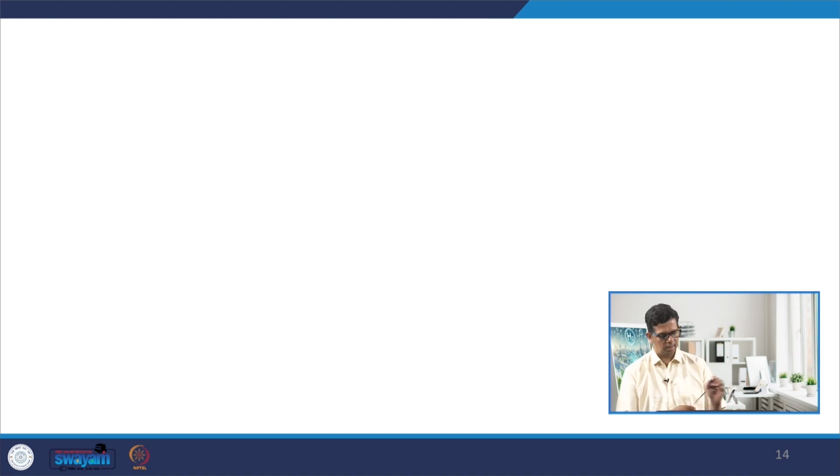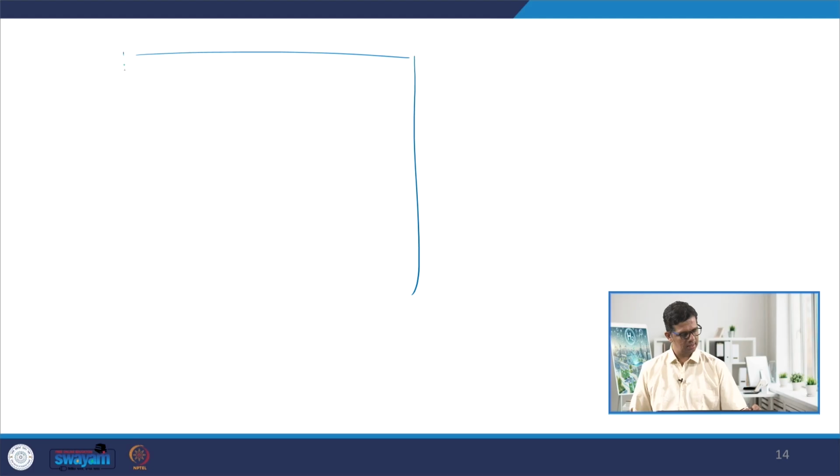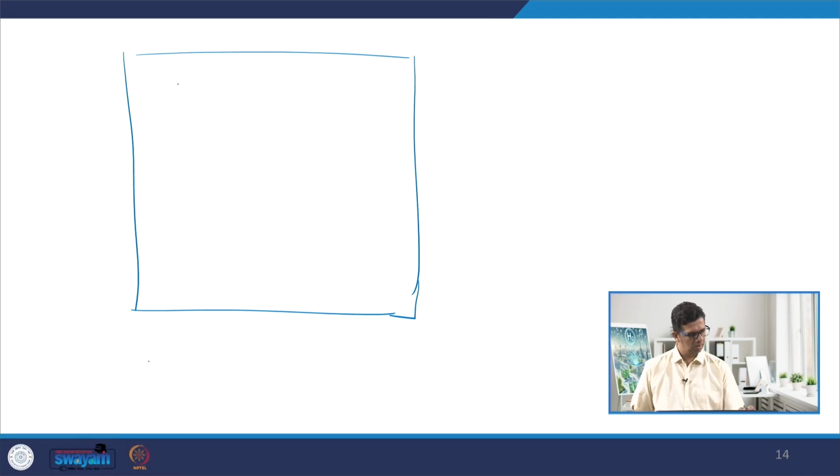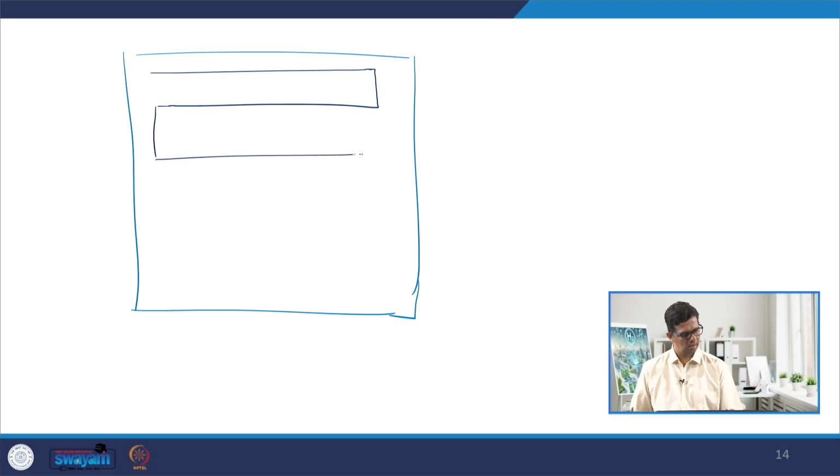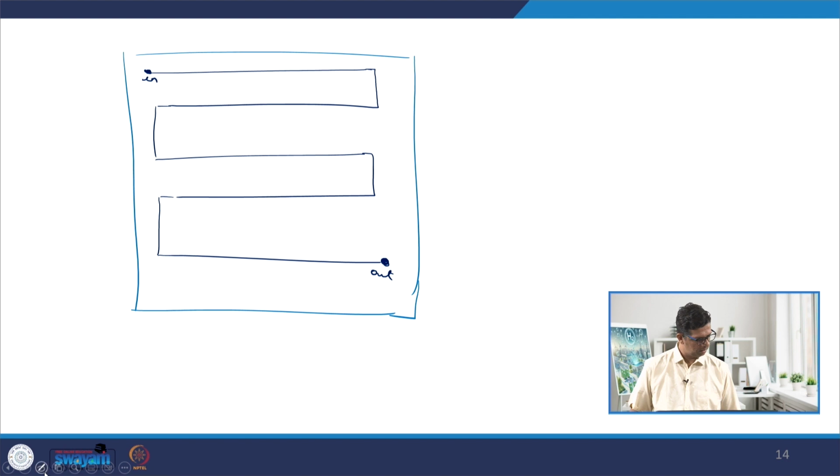So, if we try to draw this schematically, let us say this is the electrode area, and these are the channels. So, I have taken the serpentine channels. So, this is the out and this is the in. I have particularly shown only the cathode.